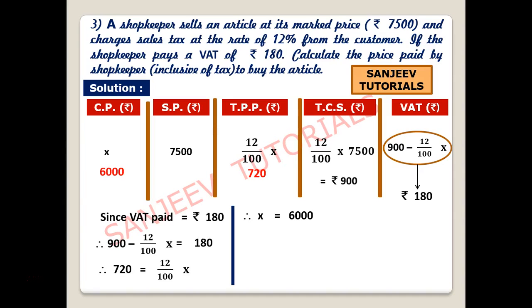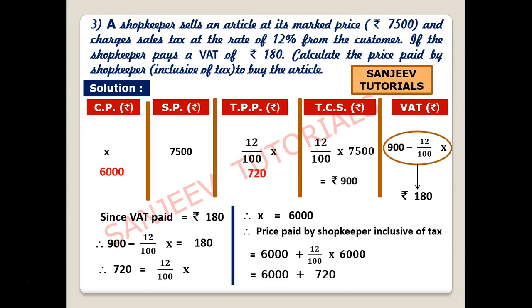The question is to calculate the price paid by shopkeeper inclusive of tax. So when the shopkeeper bought this article for rupees 6,000, he also paid a tax of rupees 720 on it. So the total price paid by shopkeeper inclusive of tax will be 6,000 plus 720, that is rupees 6,720, and this is my final answer.